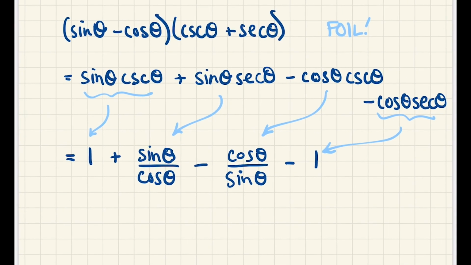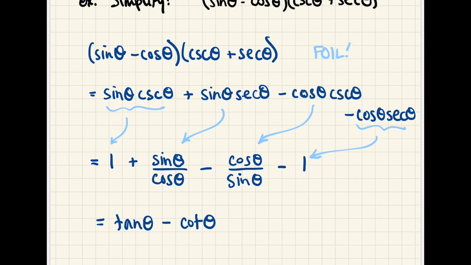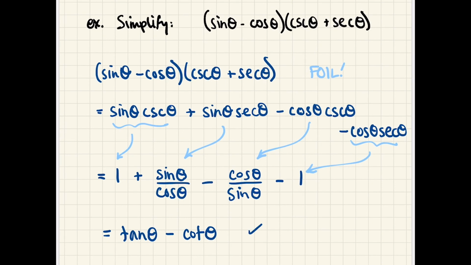All right, so we certainly can see that we have 1 minus 1, which will cancel, so the 1's will go away. We have sine of theta over cosine of theta, which is tangent of theta, and cosine of theta over sine of theta, which is cotangent of theta. All right, so that's about as simple as we can make it. Certainly a lot simpler than what we started with.